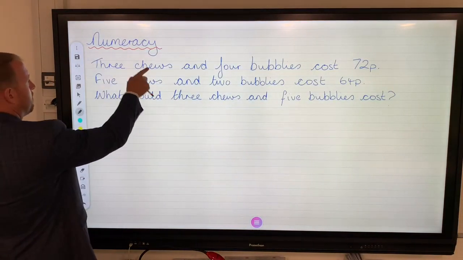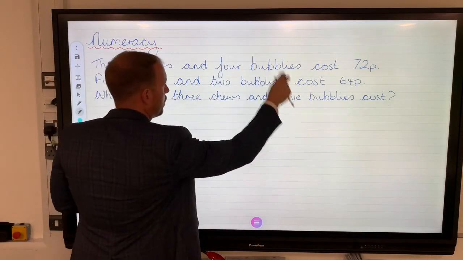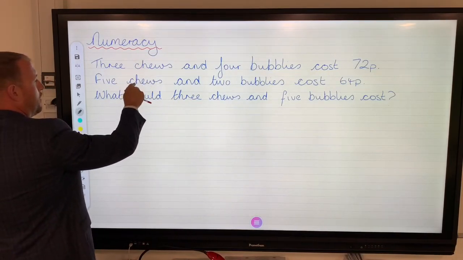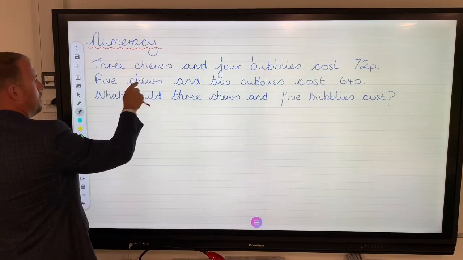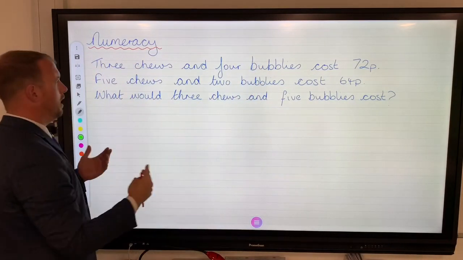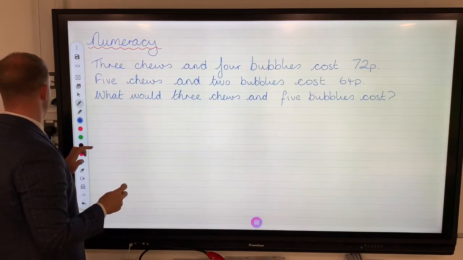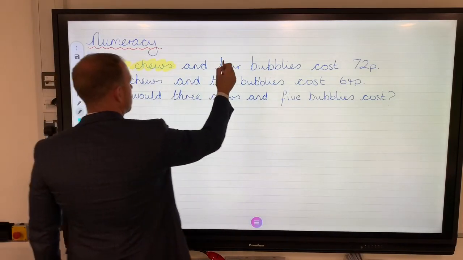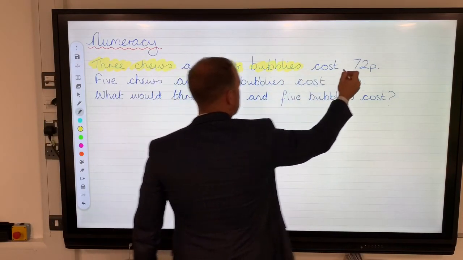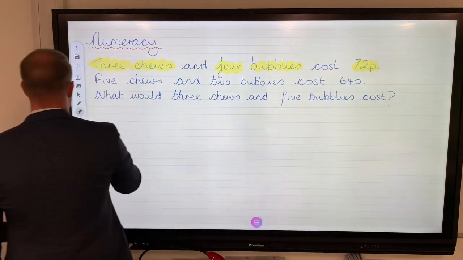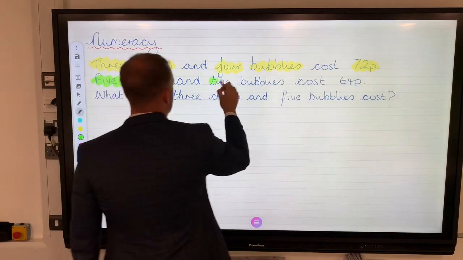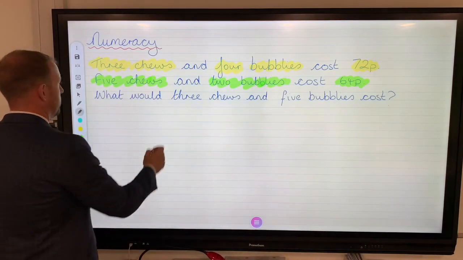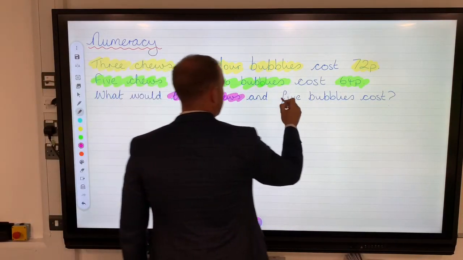This screams out simultaneous equations to me for very simple reasons, really. I've got 3 of something, 4 of something costs something else. But then you'll notice that I've got the same thing in another sentence here. So I've got chews and I've got bubblies. If I use a highlighter, I've got 3 chews, 4 bubblies, 72p, and then I've got 5 chews, 2 bubblies, 64p. Then the question is 3 chews and 5 bubblies.